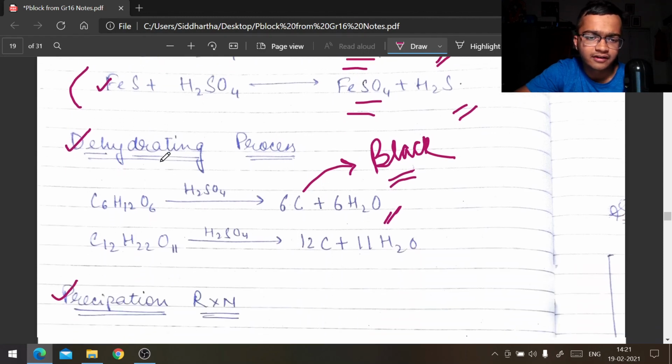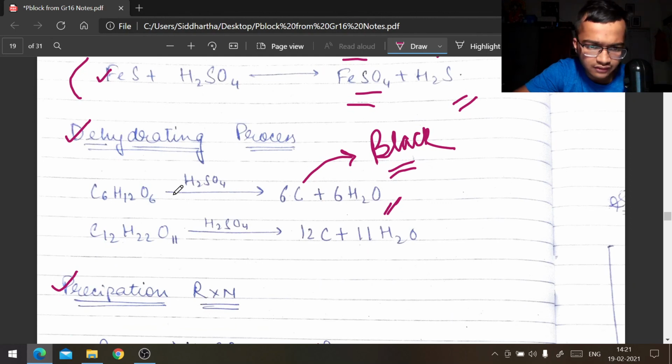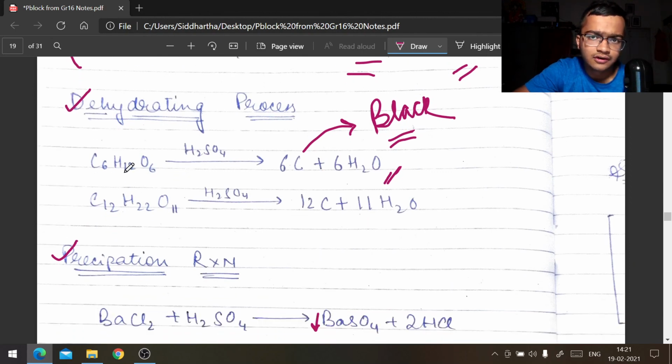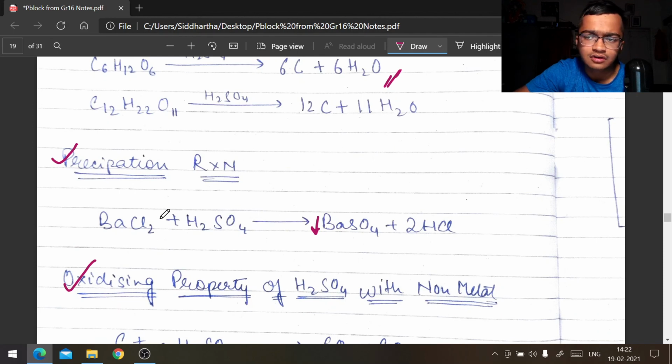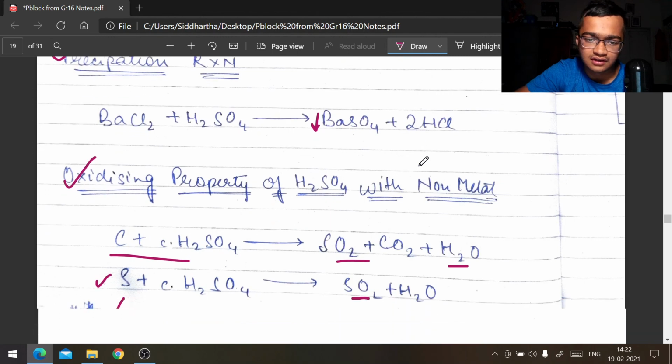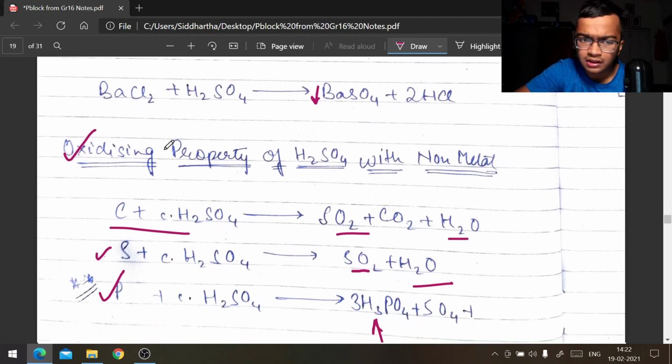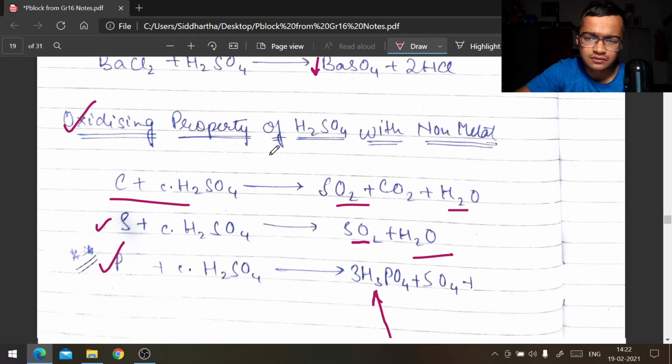Now the dehydrating property of sulfuric acid is demonstrated here. When you take any carbohydrate, such as glucose or starch, and treat it with H2SO4, black carbon is deposited and water comes out. For a precipitation reaction, BaCl2 plus H2SO4 gives BaSO4, a white precipitate, and HCl gas.